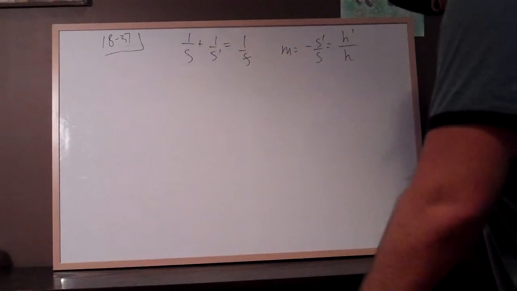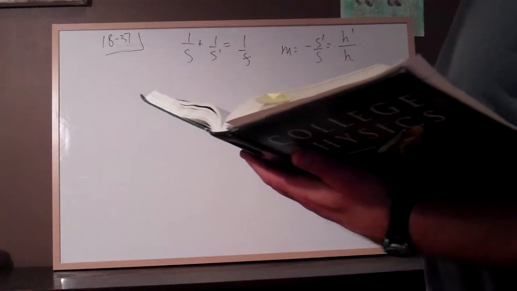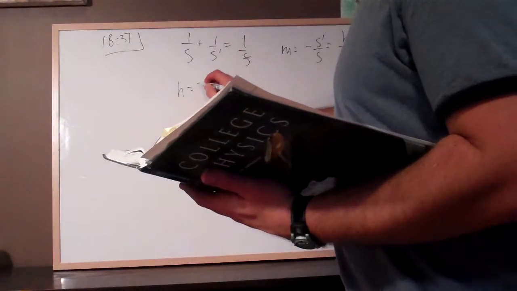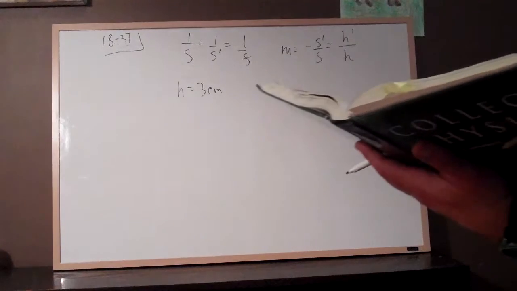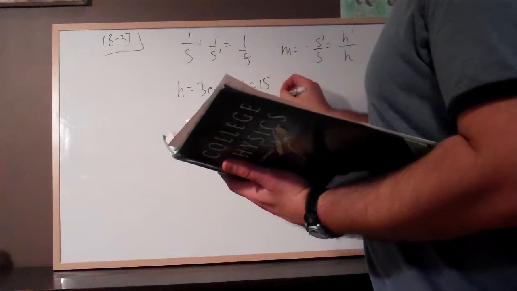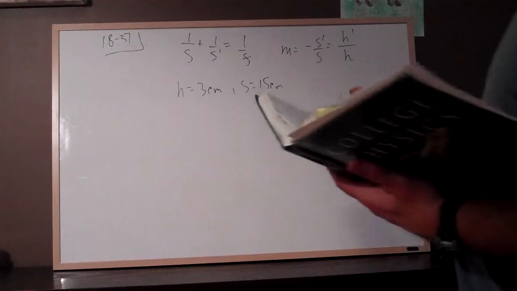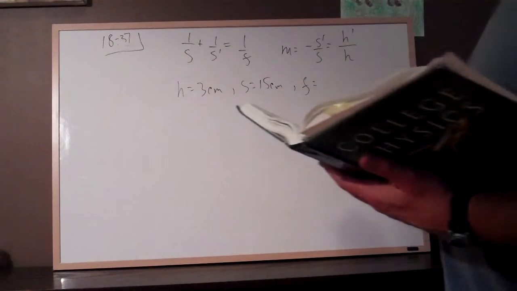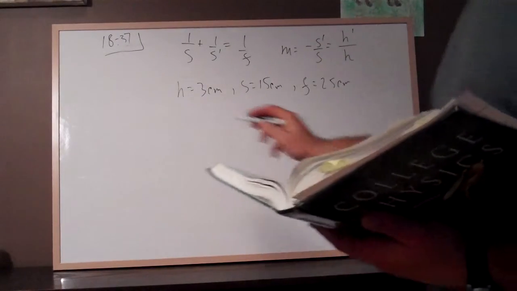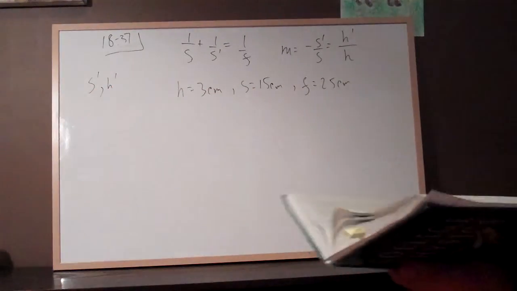Okay, so the final one that I'll do is with the use of the thin lens equation. It's a 3 centimeter tall object. So h is 3 centimeters, and the object distance is 15 centimeters in front of a concave mirror that has a focal length of 25 centimeters. And it's the same thing. We want to find the image distance and image height.